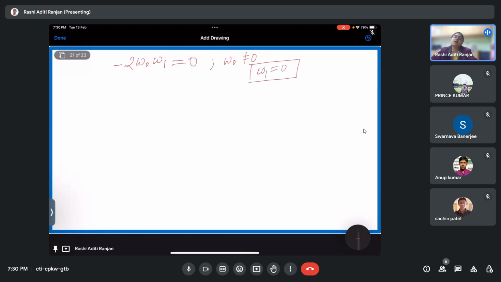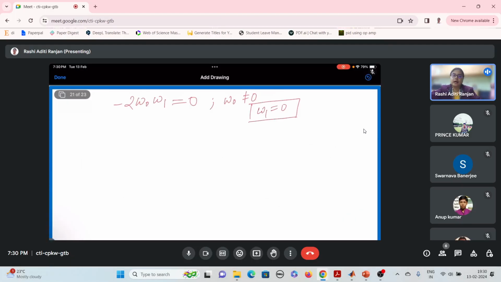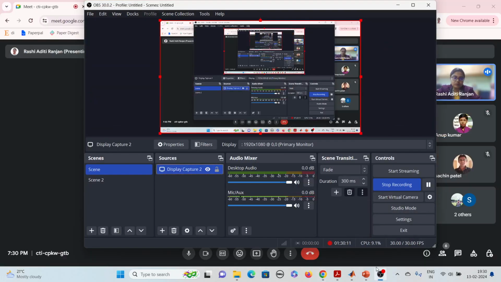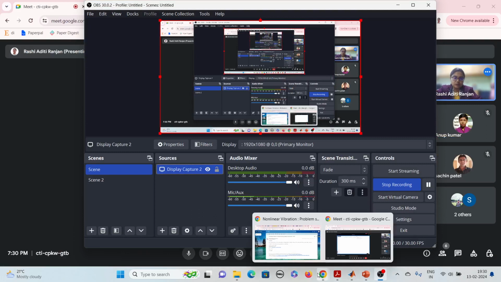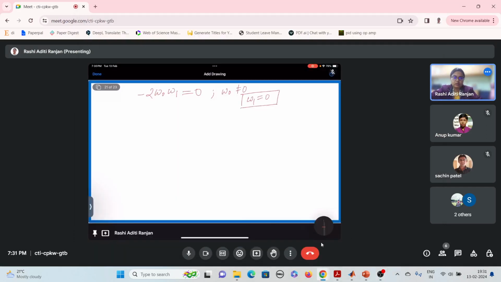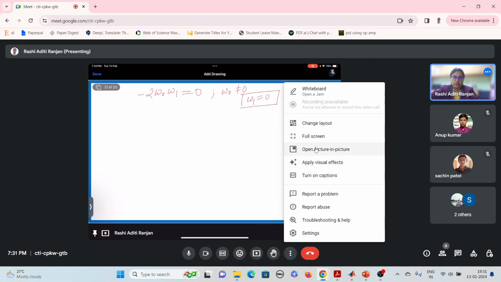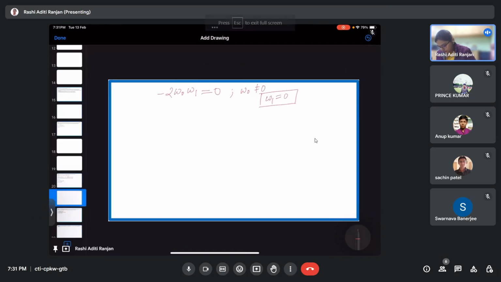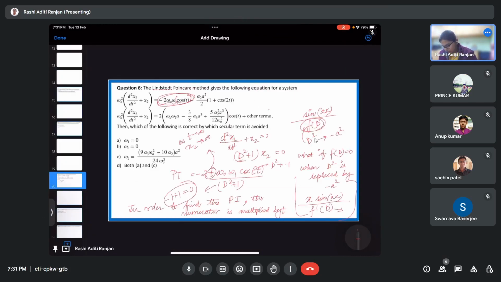So in order to avoid the secular term, in order to avoid the error in the approximate solution, we say that omega 1 is equal to 0. Correct. Okay, omega 1 is equal to 0. So if I see in the question, omega 1 is equal to 0, which of the following is correct? A is the correct answer.